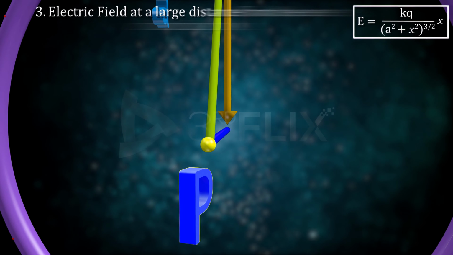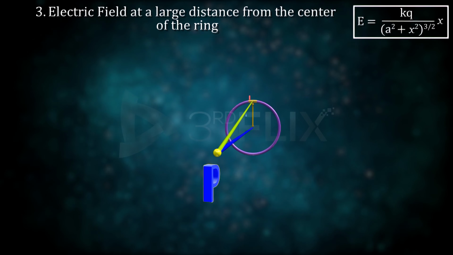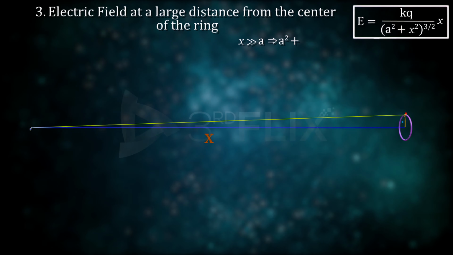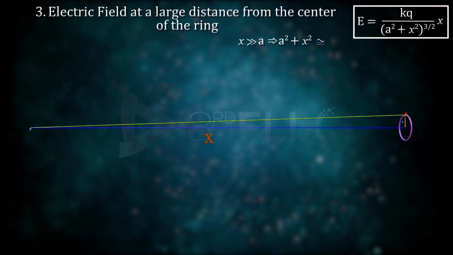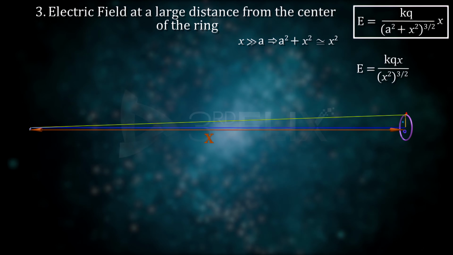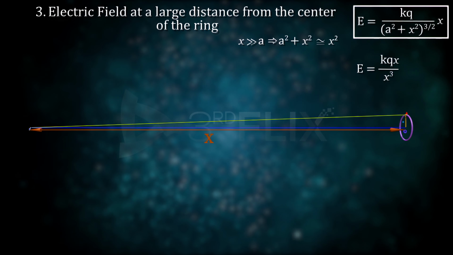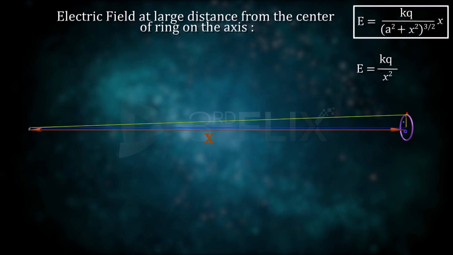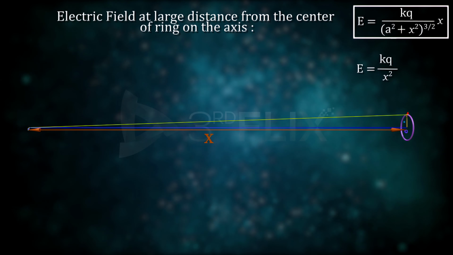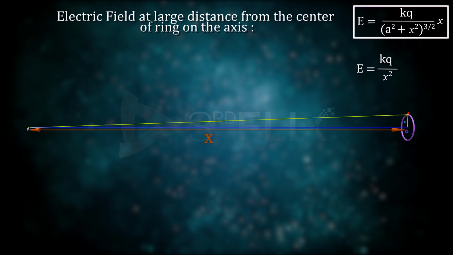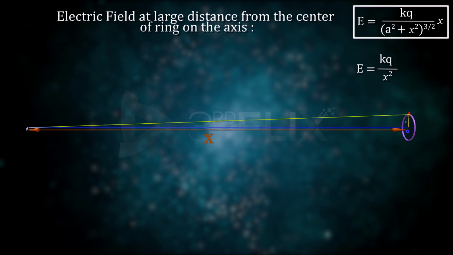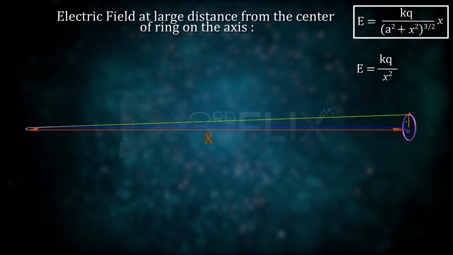For points very far from the center of the ring on the axis, x is very large as compared to a. Thus, a square plus x square is approximately equal to x square, and the magnitude of the electric field is kq by x square. The result is the same as if the whole charge is kept at a distance x from the center. As expected, the electric field at a faraway point has no bearing on the shape of charge distribution at source and is inversely proportional to the square of its distance from the center.